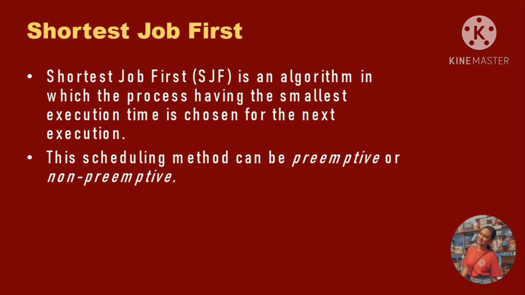Shortest job first, or SJF, is an algorithm in which the process having the smallest execution time is chosen for the next execution. This scheduling method can be preemptive or non-preemptive.